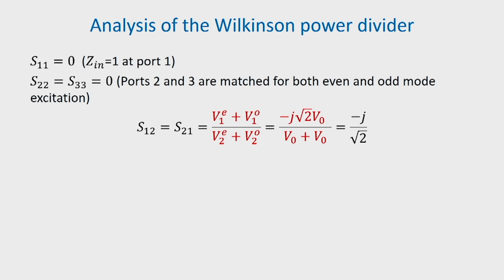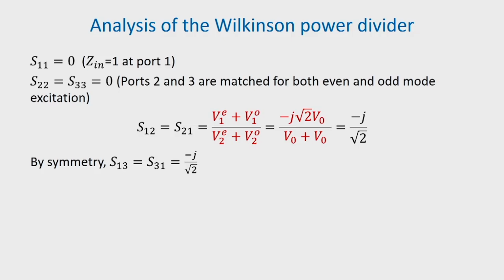We are left with S32 and S23. Now, by symmetry, we can also write S13 is equal to S31 is equal to minus j by root 2. So, all the S parameters other than S23 and S32 are now found out.